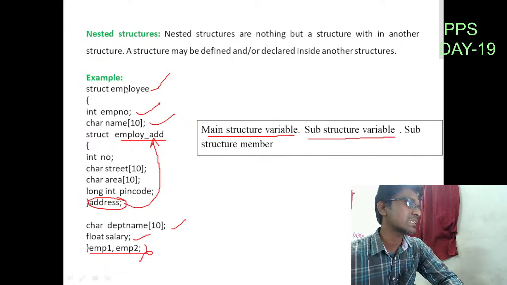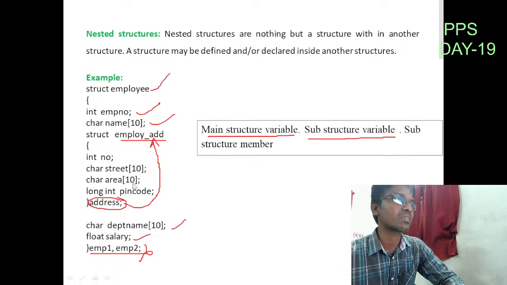For accessing outside the structure, it is the same as what we discussed in the previous slides. For accessing the main structure, we use emp1 dot emp number or emp1 dot name. For accessing the nested structure, you have to use this syntax: emp1 dot address dot street, emp1 dot address dot area, emp1 dot address dot pin code. Like that, we access the substructure members.